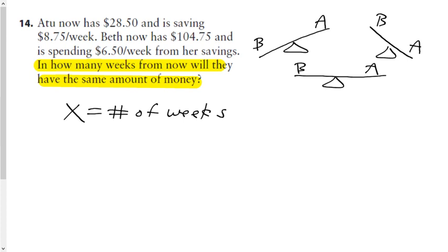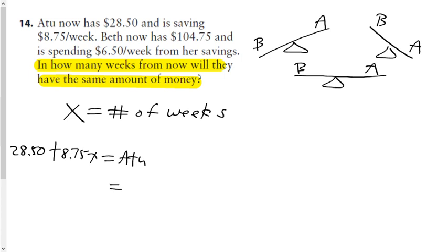Our second step is to create expressions for Atu and for Beth. Since Atu has 28.50, we're going to use that as our constant. Plus, he is saving $8.75 per week. So we're going to take the number of weeks x and we're going to multiply it by 8.75. So the amount of money Atu has is $28.50 plus an additional $8.75 for every week.